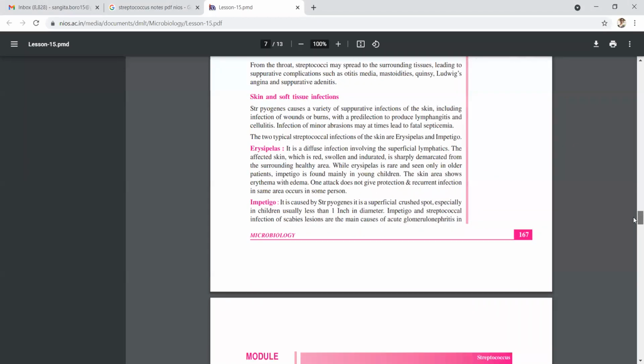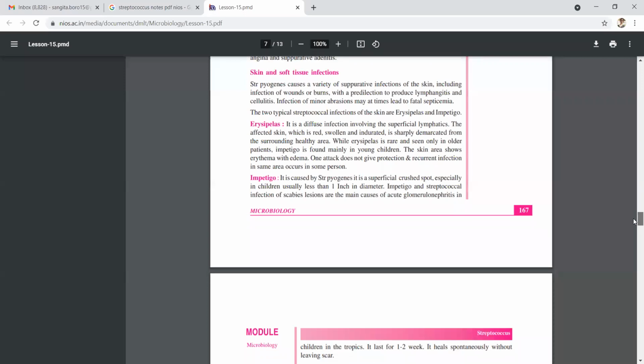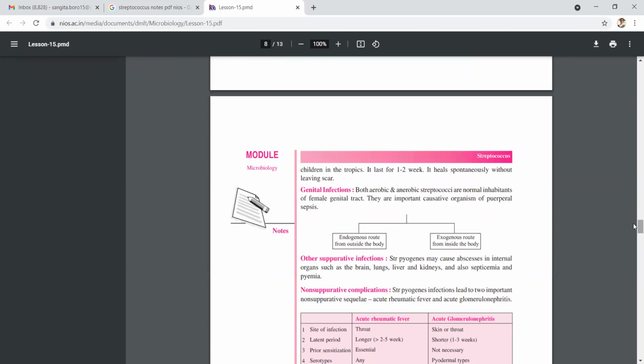Impetigo is again caused by Streptococcus pyogenes. It is a superficial crusted spot which happens on the upper part of the skin. That's why it's called superficial. Especially in children, you will find it, and the diameter on the skin is less than 1 inch. Impetigo and streptococcal infection of scabies lesions are the main causes of acute glomerulonephritis in children.